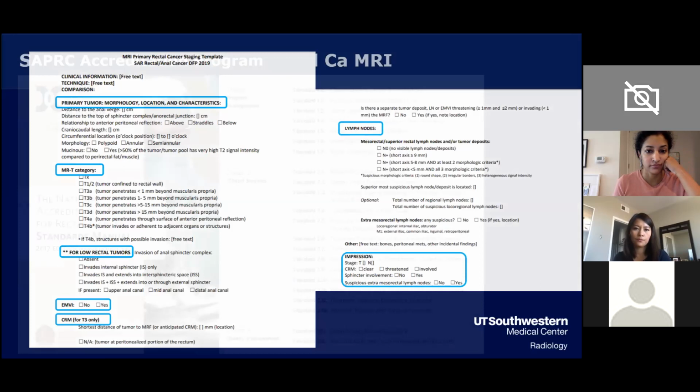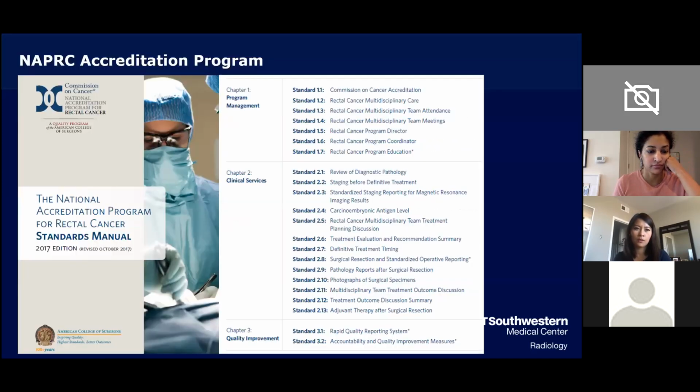So it's really a template, and it meets the criteria for the NAPRC. The NAPRC is the National Accreditation Program for Rectal Cancer. If you have not heard about this yet, it probably is going to come to a center close to you pretty soon. This is an American College of Surgeons initiative where they're accrediting various centers, and radiology also has certain requirements where we have to be involved with the multidisciplinary care, and we have to report according to what they call the Ontario template. And that SAR template I showed you has all the elements that are required for this reporting.